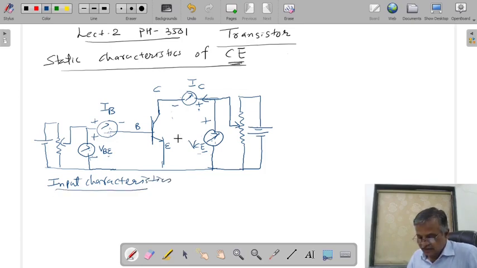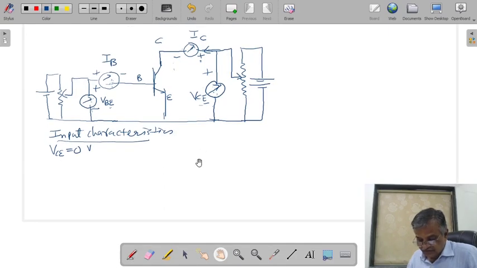First, keep VCE at 0. Keep the voltage between collector and emitter at 0. You may have a question, is it necessary to keep it 0? No, you can keep 4 volt, 5 volt, but you cannot go beyond its voltage capacity. So keep this voltage 0.